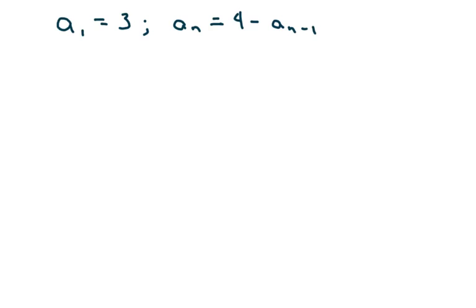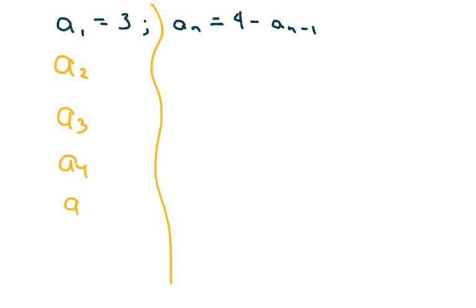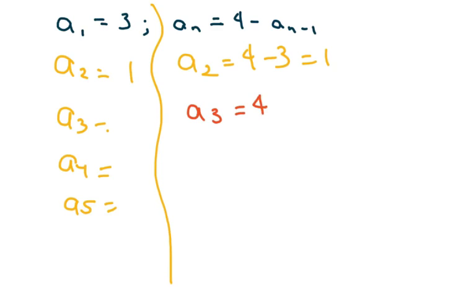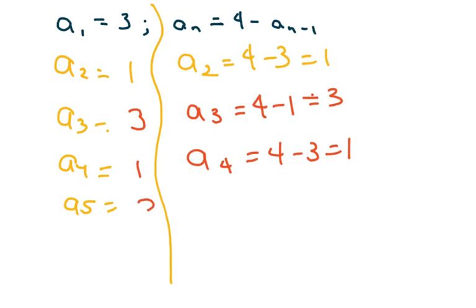All right, 2 more. I think this is going to be oscillating as well. So let's see. a sub 2, a sub 3, a sub 4, and a sub 5. a sub 2 equals 4 minus 3. a sub 3 equals 4 minus 1. Do you see the pattern? a sub 4 equals 4 minus 3, which is 1. So you get the same oscillating type pattern.